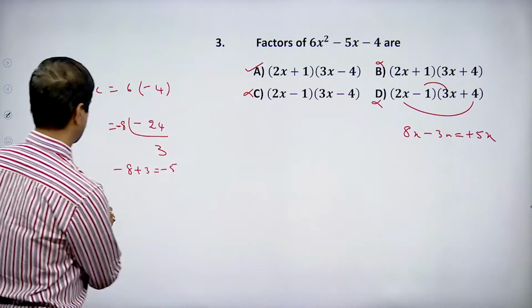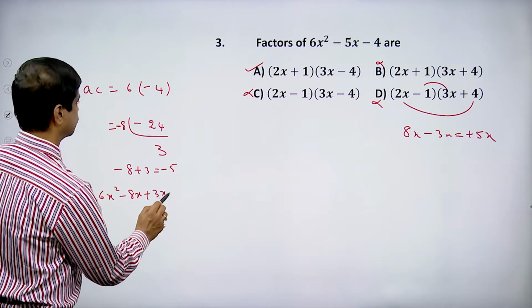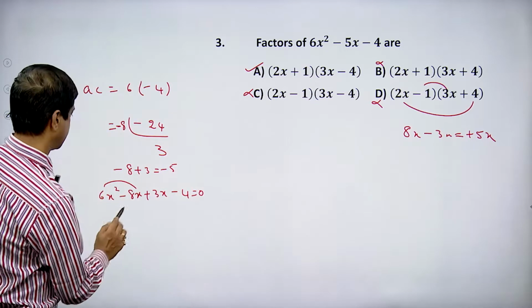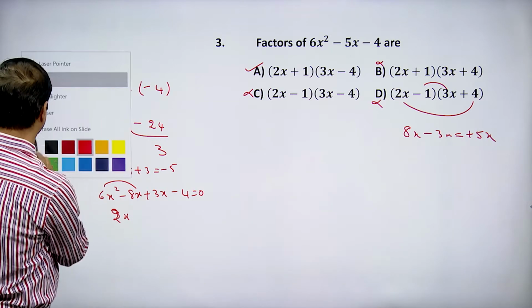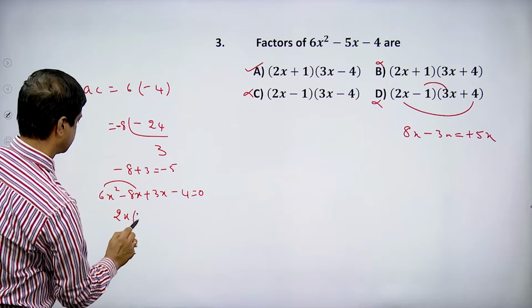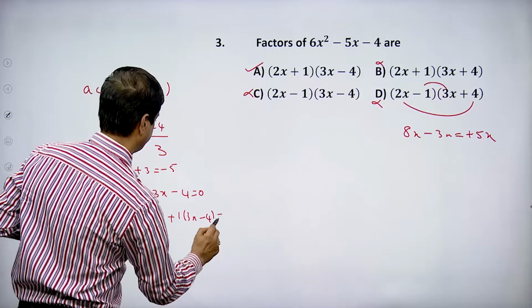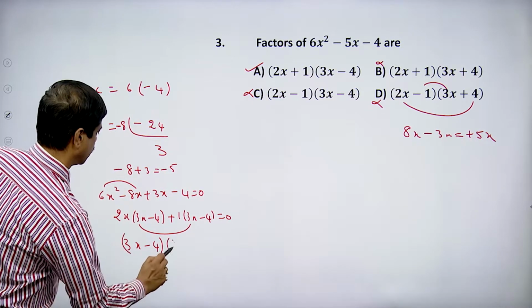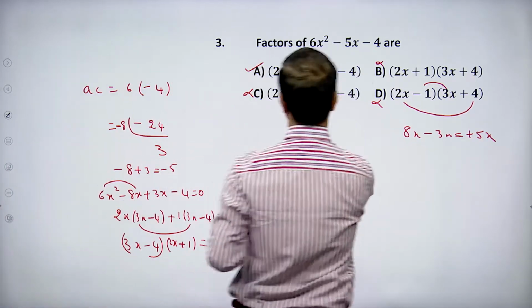So 6x square minus 5x can be written as 6x square minus 8x plus 3x minus 4 equals 0. So take 2x common. If you take 2x common, you will get 3x minus 4, plus 1 common 3x minus 4. Take 3x minus 4 common here. You will get 2x plus 1. So the option is this. Right, children?